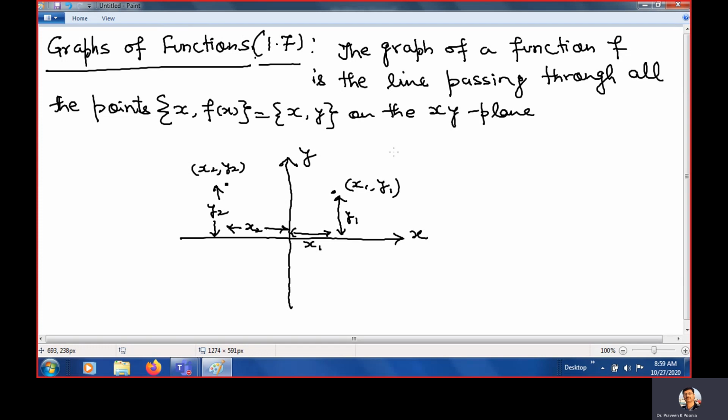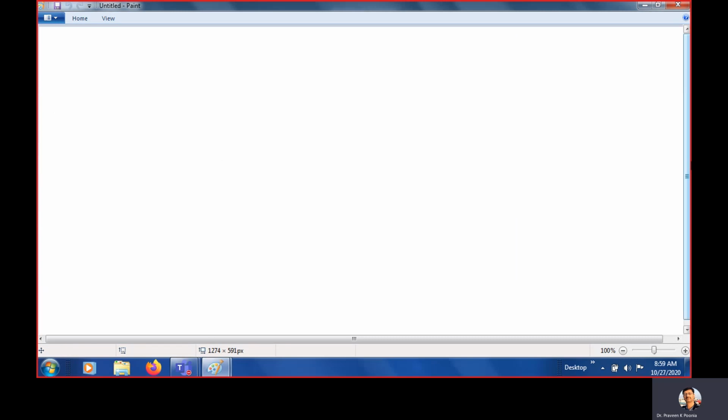Clear? Then what is being talked about? He is talking about the graph of a function. So what is the graph of a function? It is a line. The graph of a function is a line passing through all points on the xy plane. So if we have, say, 5 points, and we draw a line passing through all the 5 points, then it is called the graph of the function to which those points belong. Before we start the graphs of function, there are two important definitions.